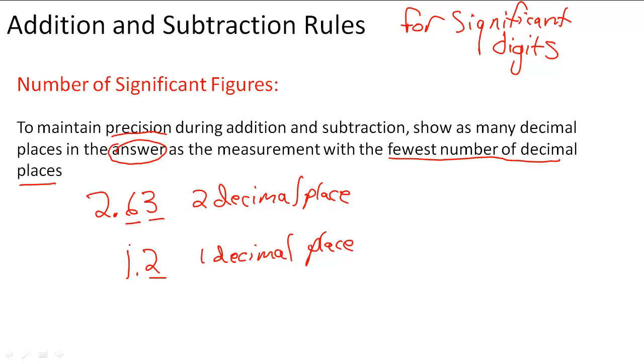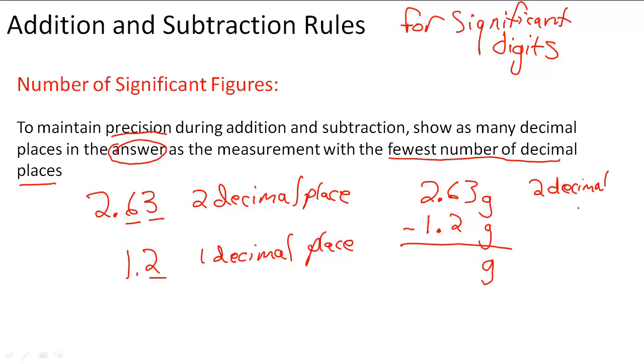So if I'm doing a subtraction problem, let's say 2.63 grams minus 1.2 grams, notice what I'm going to do. I'm going to transfer the grams down here because we also want to make sure that we pay attention to the units. And then 3 minus 0, because there's nothing here. Notice I've lined up the decimal points, so when you subtract decimals like this, you do this. I would write the decimal places so you know how many there are. So 2 decimal places, and 1 decimal place.